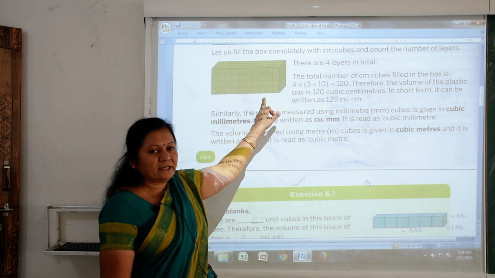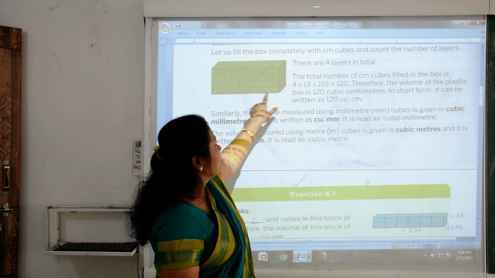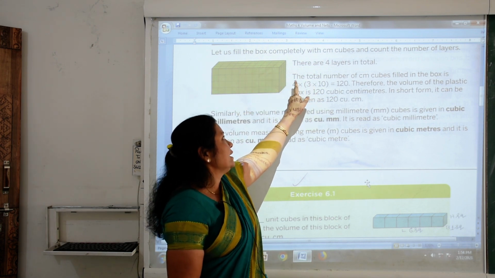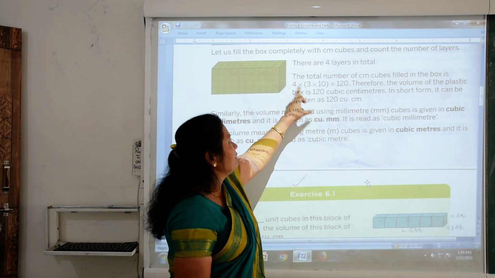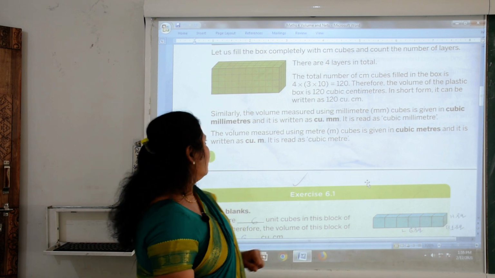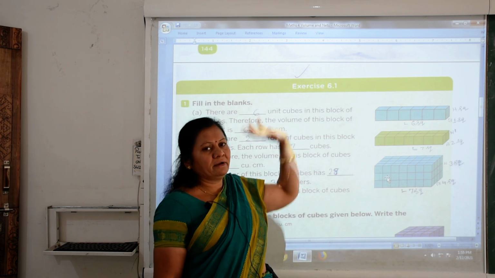So this is length, breadth and height. Length 10 squares, breadth 3 squares, and height 4. So 10 multiplied by 3 and multiplied by 4. 10 3s are 30, and 30 4s are 120 cubic centimeter. Now here, exercise 6.1.